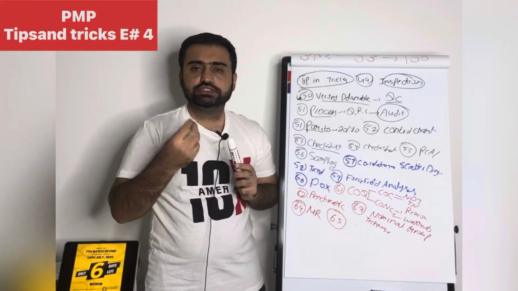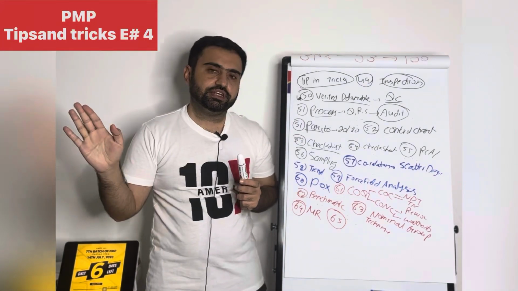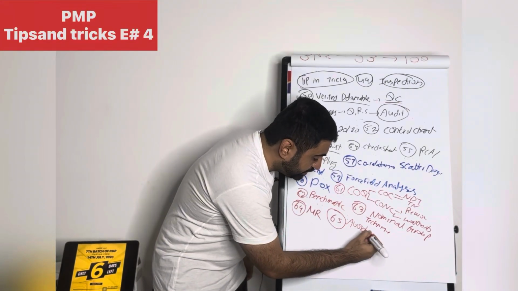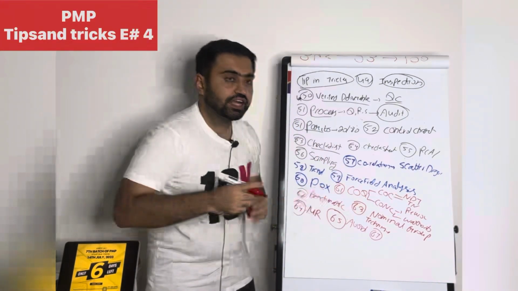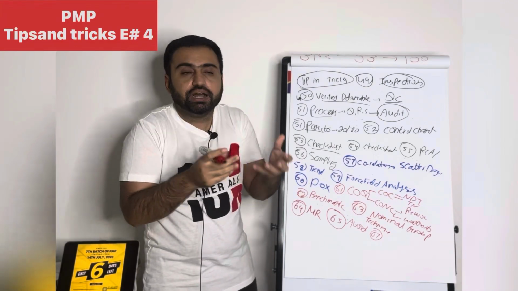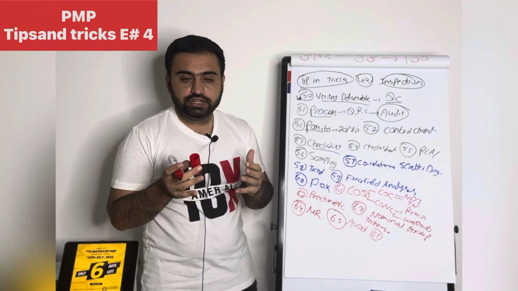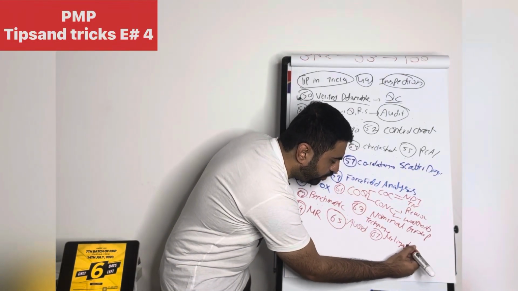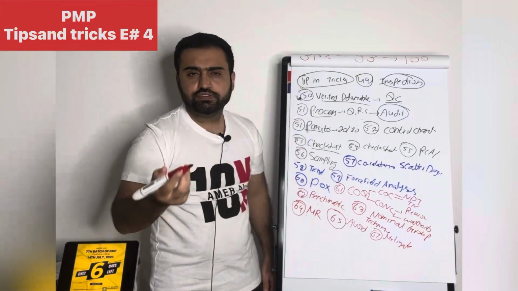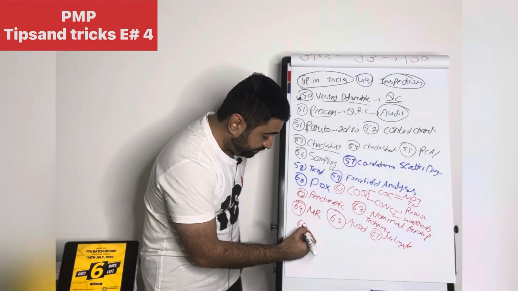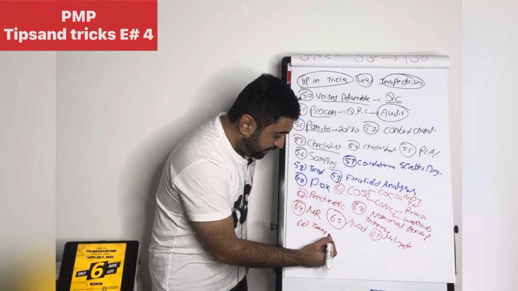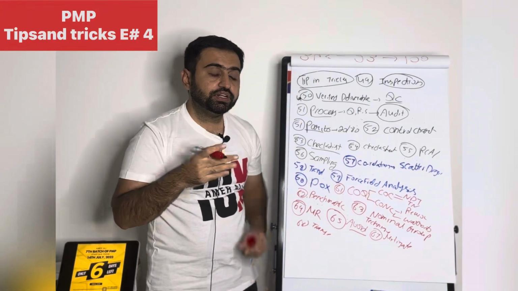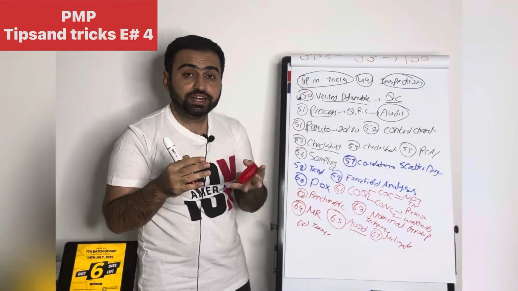When the question says that a risk has been completely eliminated, it is avoid. If the question says that the risk has been minimized, not completely eliminated, it will be mitigate. And of course, if you give it to other parties, it will be transfer.